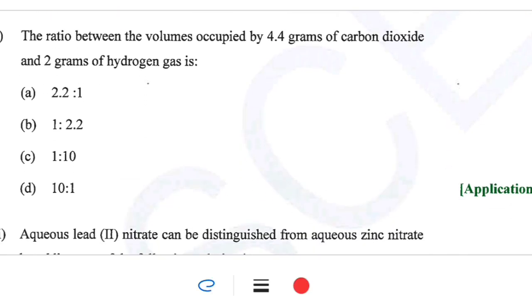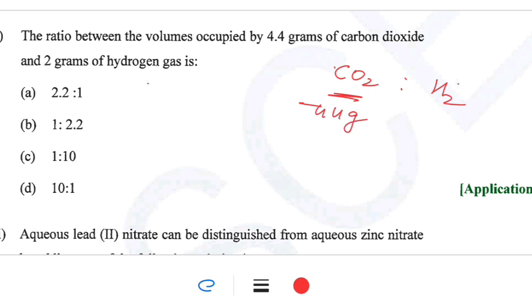The question: the ratio between the volumes occupied by 4.4 gram of carbon dioxide and 2 gram of hydrogen gas is? So they gave us a ratio of carbon dioxide and hydrogen gas. Before we work on the given part, let us write down the molecular mass. What is the molecular mass of CO2 here? When you sum up its atomic masses, you get 44 gram.